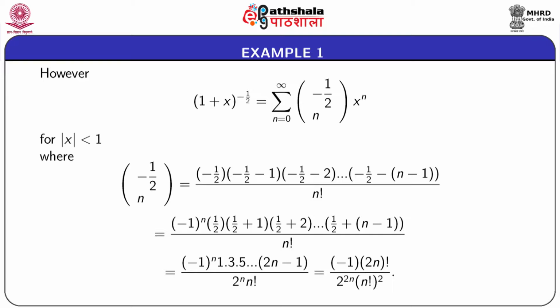Now, the expansion for (1 plus x) to the power minus half is given by summation here on the right hand side, where this symbol is written in this form. Symbol has this meaning as (-1) to the power n (2n factorial) divided by 2 to the power 2n into (n factorial) square, and this summation is valid for mod x less than 1.